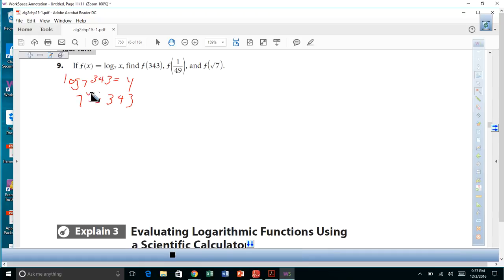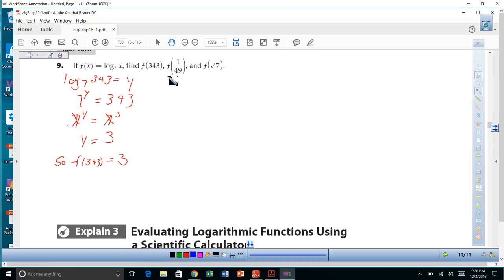All right, so 7 to the y equals 343. Well, 343 happens to be 7 to the 3rd power. So y equals 3. We got rid of the bases there, and y equals 3. So f of 343 equals 3.